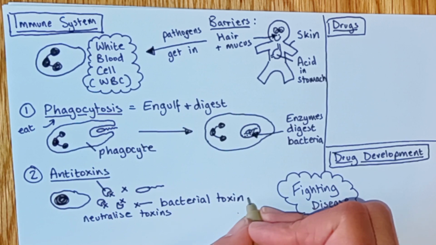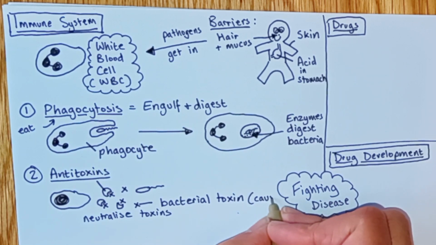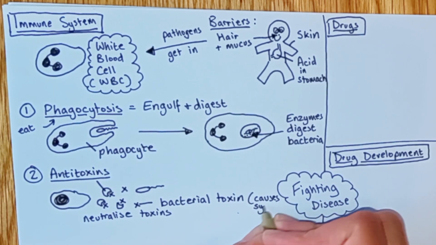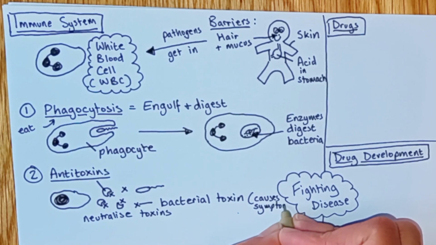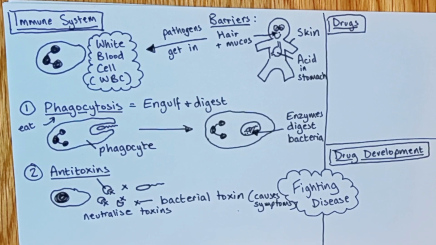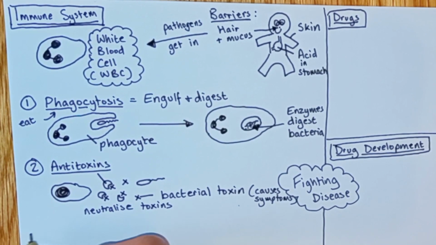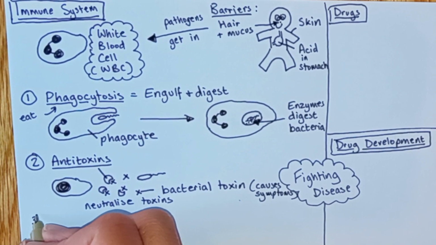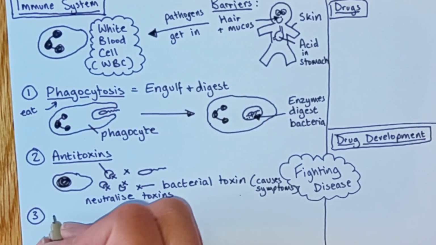So I'm just going to put the toxin often causes the symptoms. And the last one is the most important one, and that is that some types of white blood cell can make antibodies.